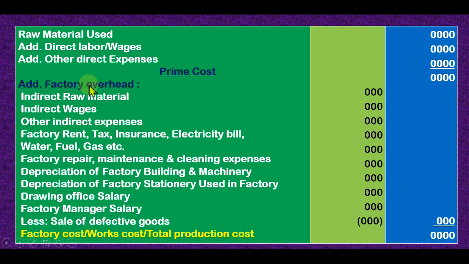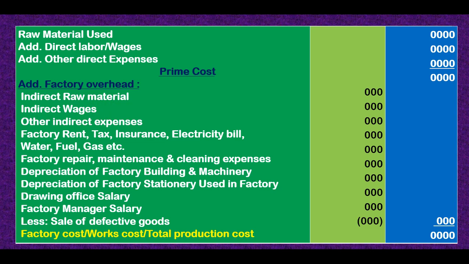Dear student, our next topic: add factory overhead. That means with the prime cost, we have to add the factory overhead. What is factory overhead? The expenses occurred in the factory, indirect expenses, of course, because all the direct expenses, direct material, direct labor, and other direct expenses we have written already. They are in prime cost. Now we have indirect expenses. We have to add factory overhead. That means the expenses which occurred in the factory indirectly, that is factory overhead.